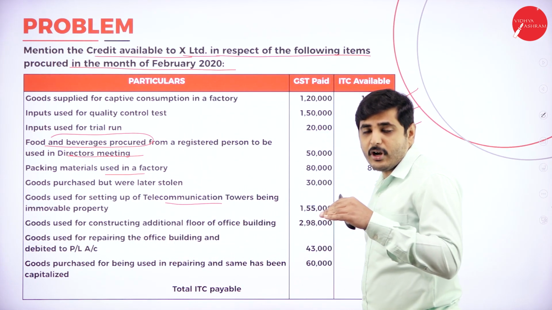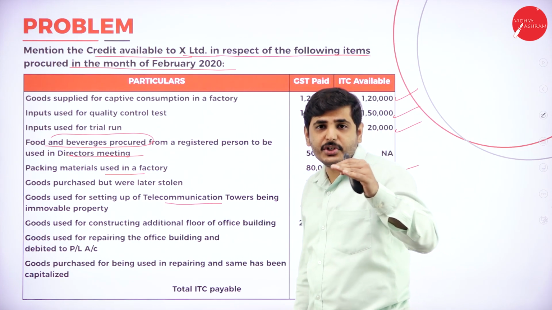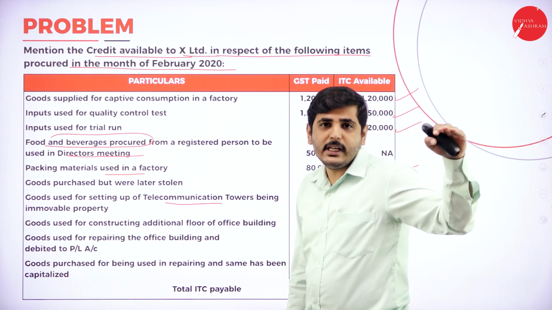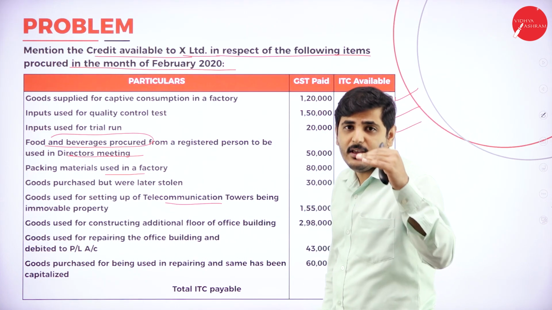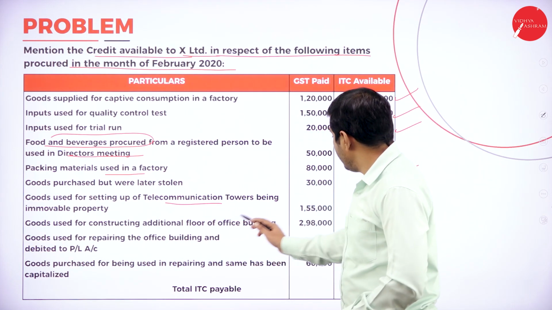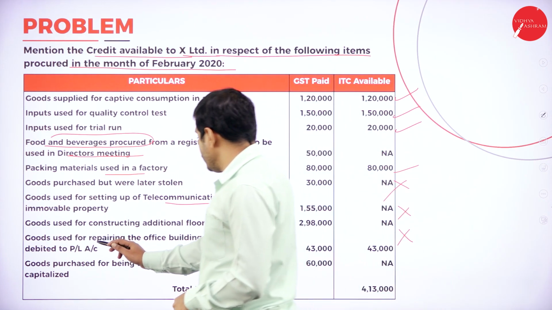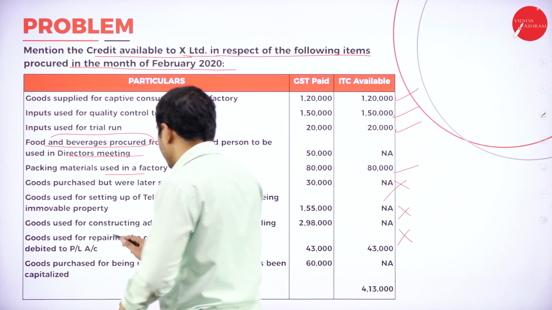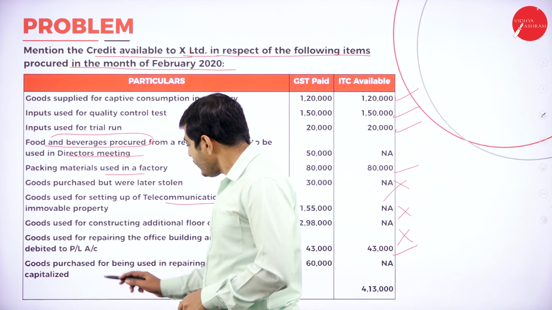Again, additional floor. Apart from plant and machinery, if we are doing construction of any other plants or any other building in the business, and for that you use inputs or raw materials to construct the building, there also ITC is not available. Next point, goods used for repairing the office building, for repairing and all, ITC is available. ITC input credit is available.